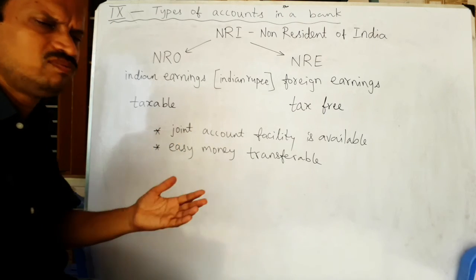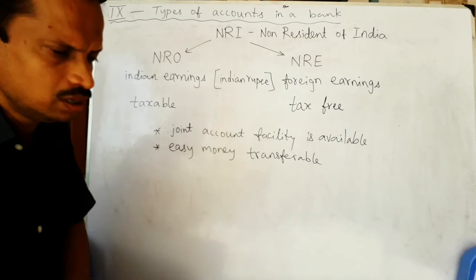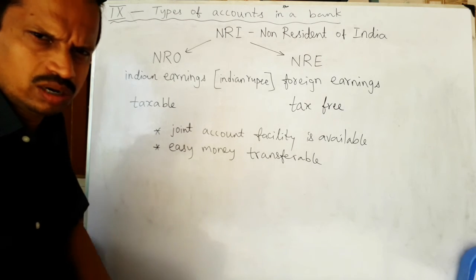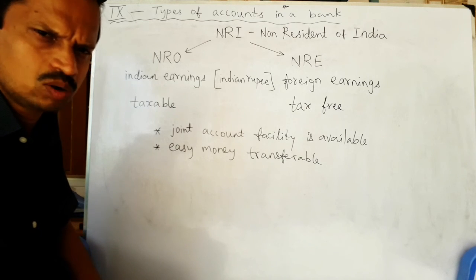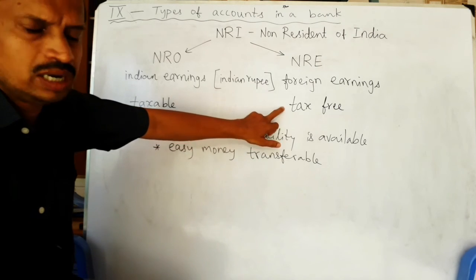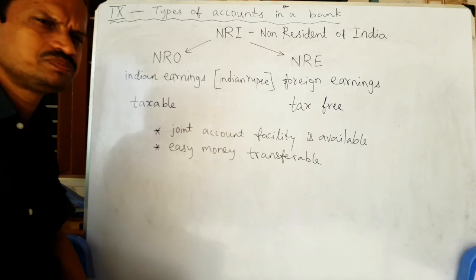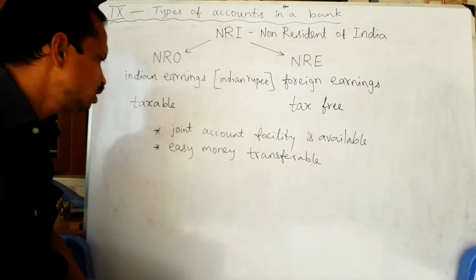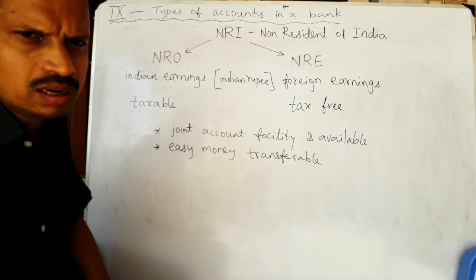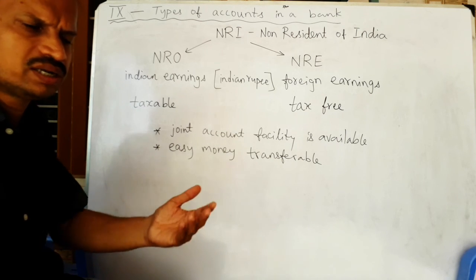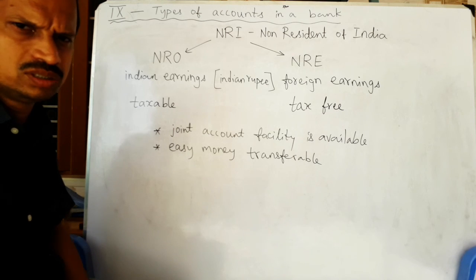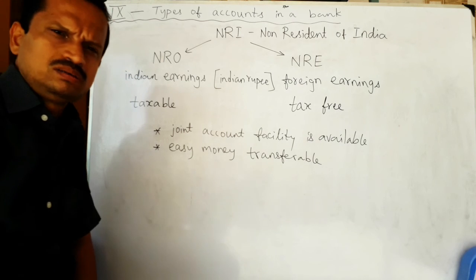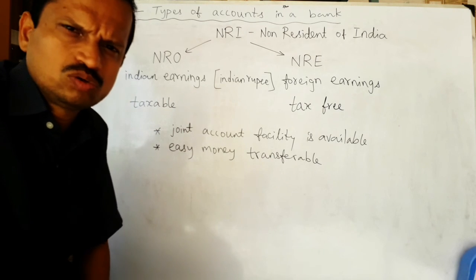And joint account facility is available. Clear? One NRI and another NRI can jointly open an account in this NRE. And here NRO also has joint account available, but they should be Indian. And easy money transfer is available. Okay, they can easily transfer money to any person. So these are the types of accounts we have discussed so far.